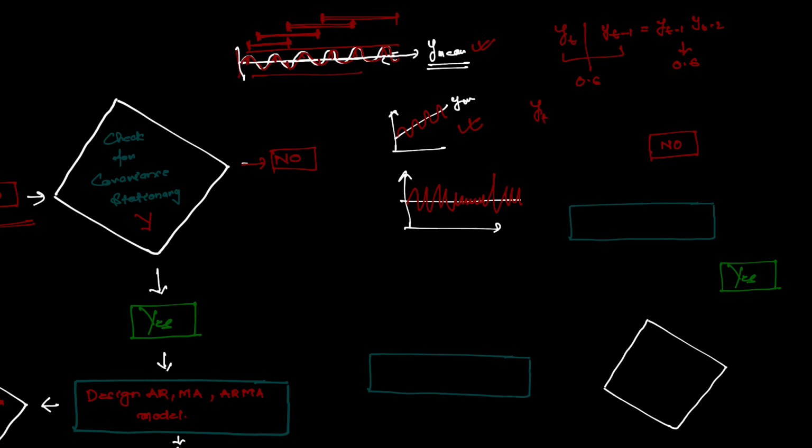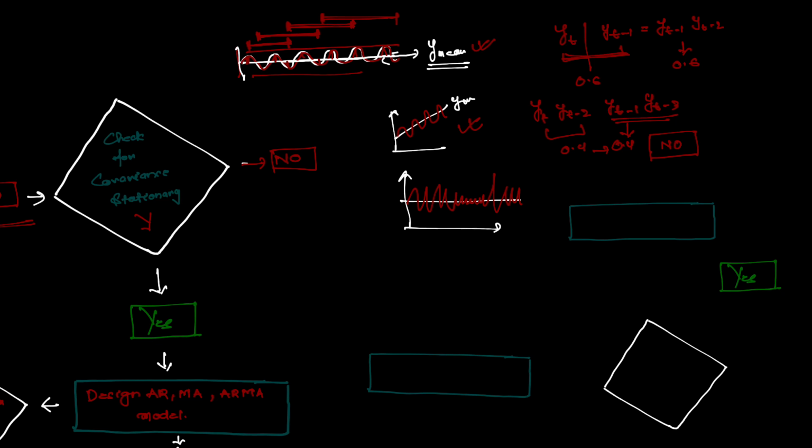However, if yt and yt minus 2 has a correlation of 0.4, then yt minus 1 and yt minus 3, now there is a lag of 2. Earlier there is a lag of 1. Now if there is a lag of 2, then the correlation would be constant.